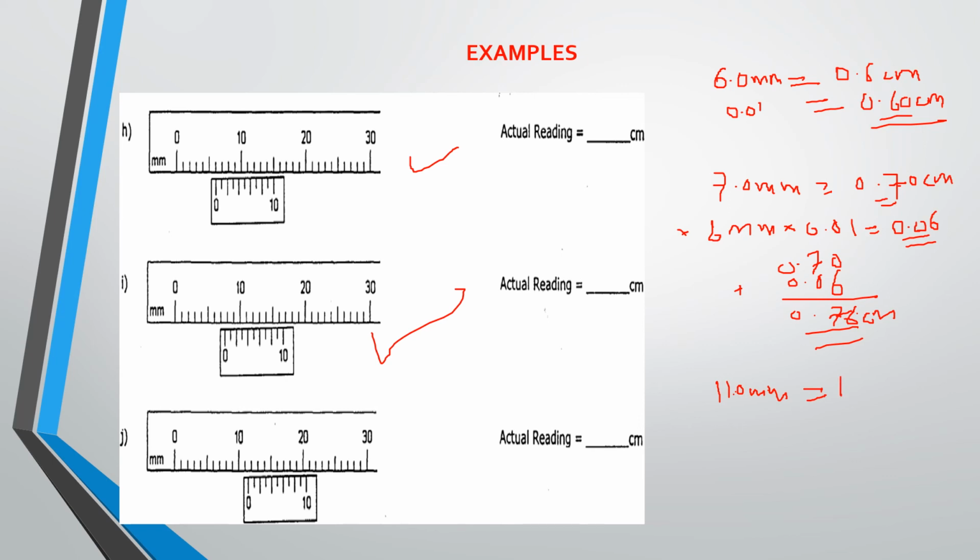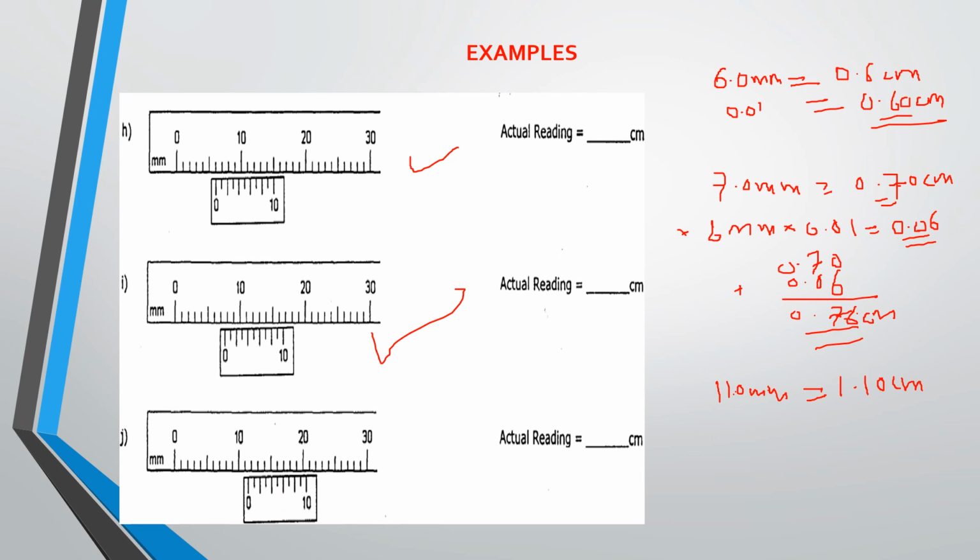So that gives you 1.10 centimeters straight. Then now you come over, look at the Vernier scale. This is the Vernier scale. Look at it. Which line coincides with the line on the main scale? So we'll count. This is 1, 2, 3, 4, 5. The fifth line coincides with this, the fifth line. So that is 5 millimeters.